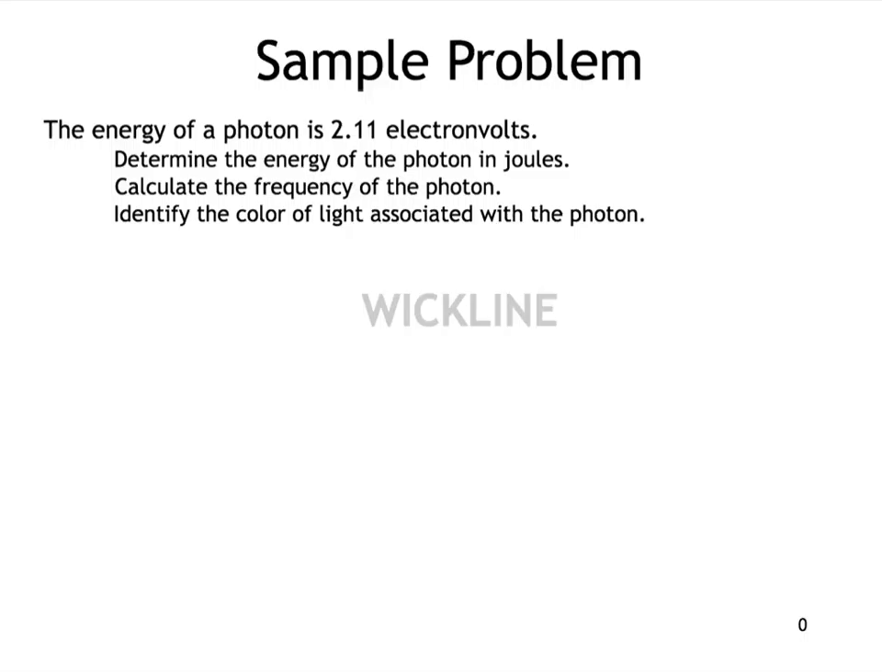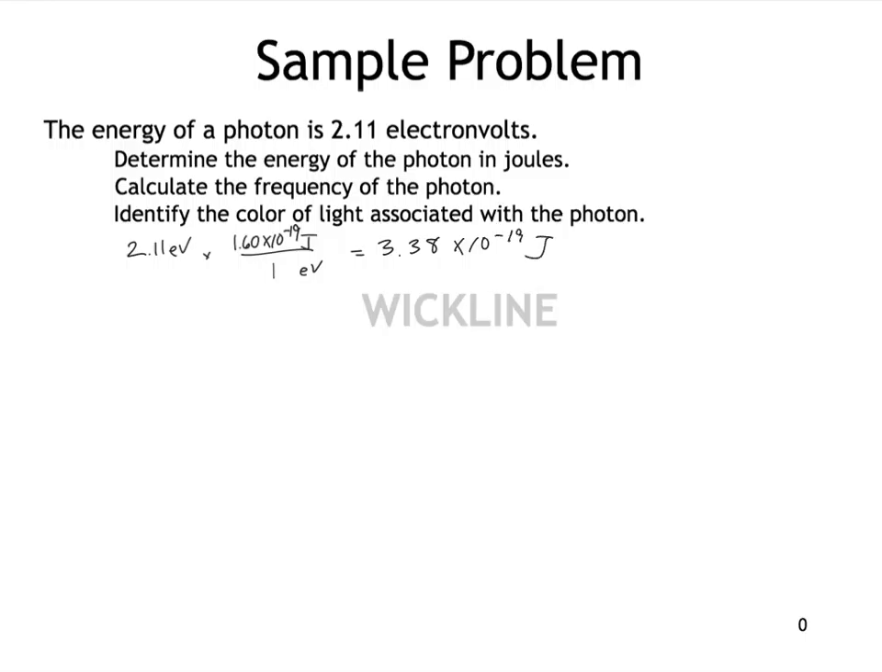Let's do a sample problem. The energy of a photon is 2.11 electron volts. Let's do 3 things. First, determine the energy of the photon in joules. A simple conversion, let's do it now. I'll start out with my given, and I'll multiply it by a conversion factor that has electron volts on the bottom and joules on the top. And I did learn earlier that an electron volt is equal in size to 1.6 times 10 to the negative 19 joules. And I'm getting 3.38, I'm rounding a bit, times 10 to the negative 19 joules.